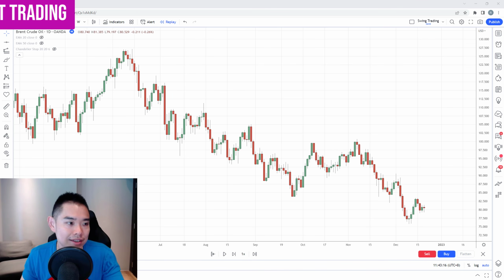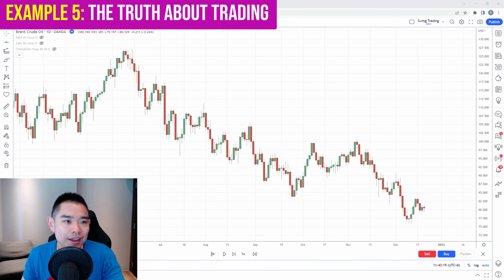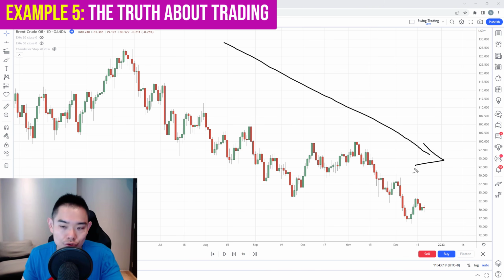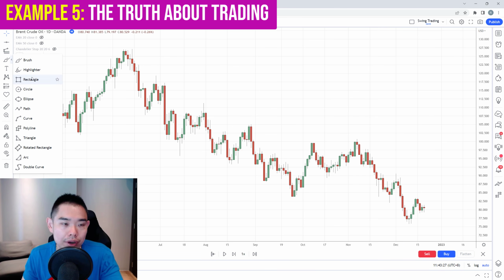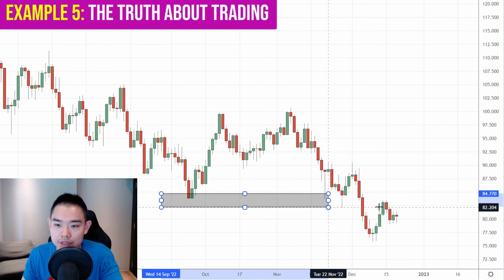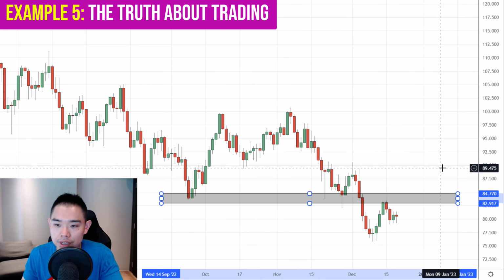Okay, just one last example before I let you go. All right, so have a look at this chart. This is the chart of Brent crude oil. Market overall is in a downtrend. And what's interesting is that notice, right now the price is coming towards this area of value, this area of resistance. I'll just highlight over here. Okay, you can see it.